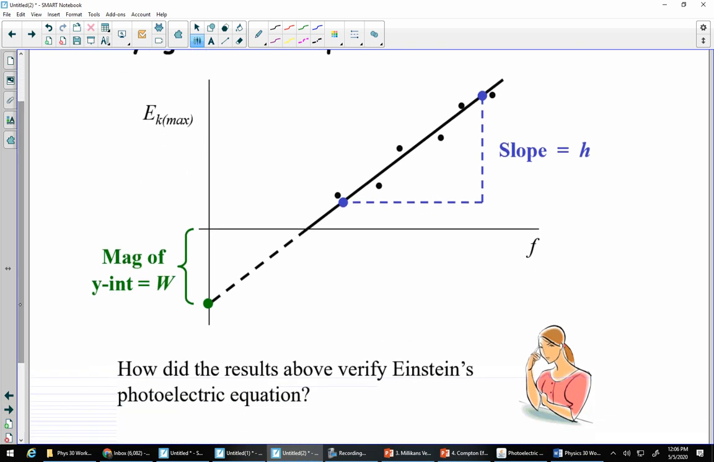So here's some of the stuff that he found time after time after time. The slope was always equal to Planck's constant. Slope is always equal to h, and the magnitude of the y-intercept was always equal to the work function. Pretty neat. A little bit too convenient to be a coincidence, right? A little bit too convenient. We still haven't really verified it yet. So let's check this out.